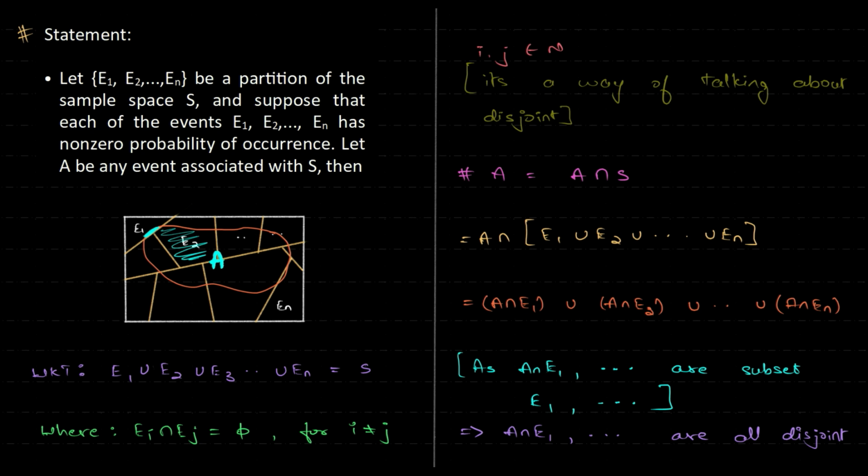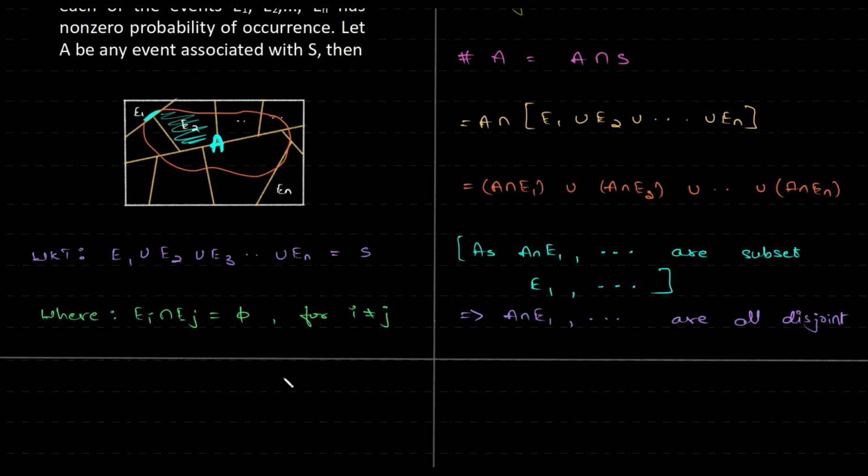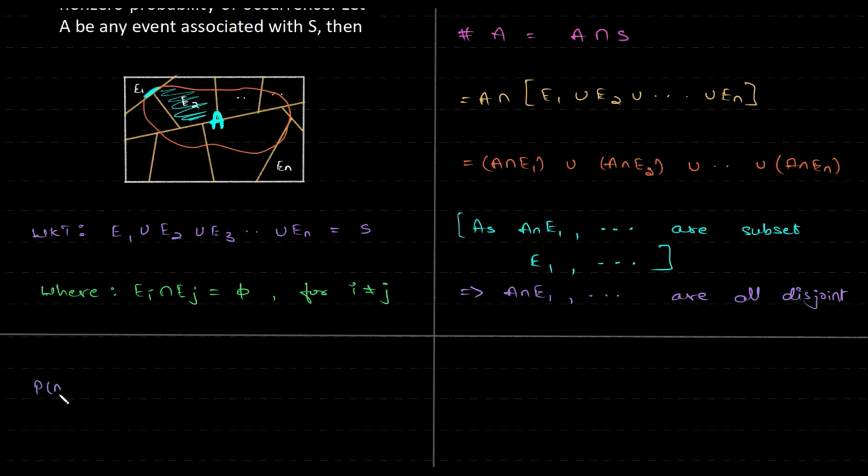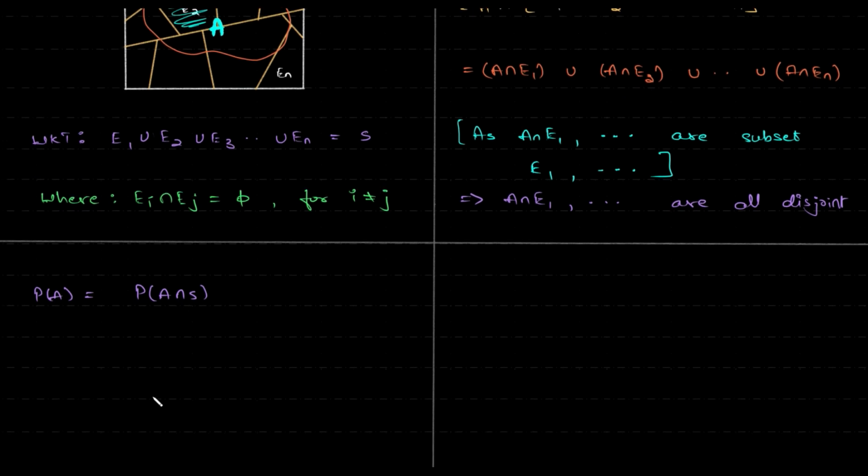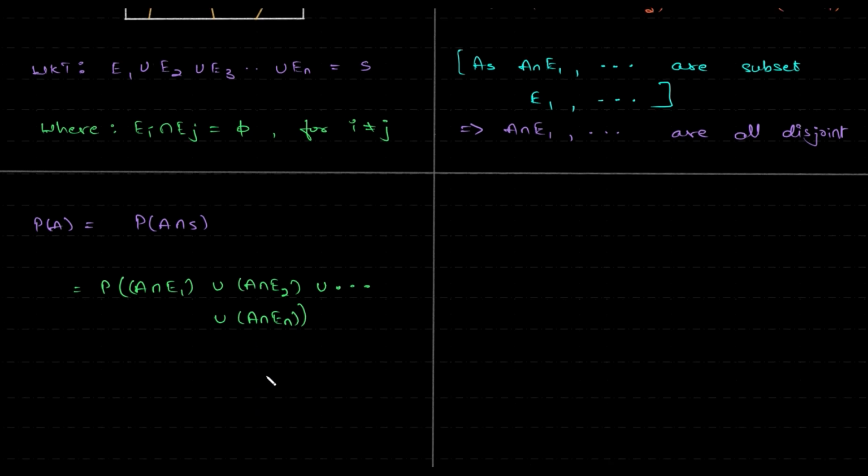Agree? So why am I talking about disjoint? Well, now I can talk about probability of A, which is probability of A intersect S. And with all of this, what can I tell? That it is probability of A intersect E1 union A intersect E2 union A intersect En, closing the brackets. Agree? Right? So what are we looking at? We're looking at making use of, what is it?